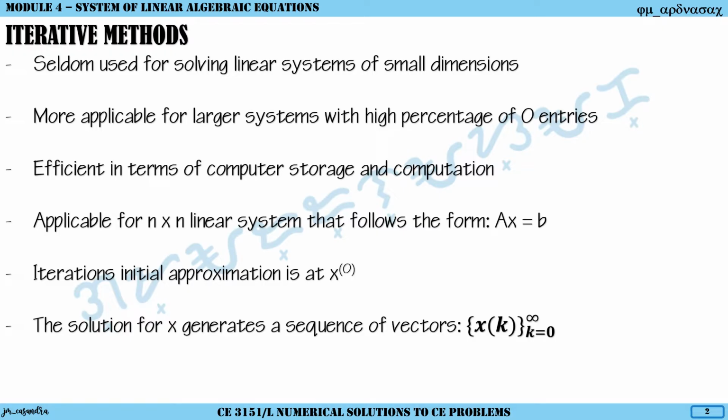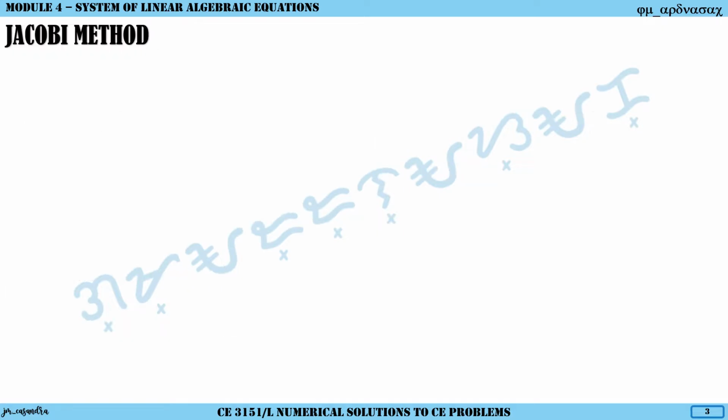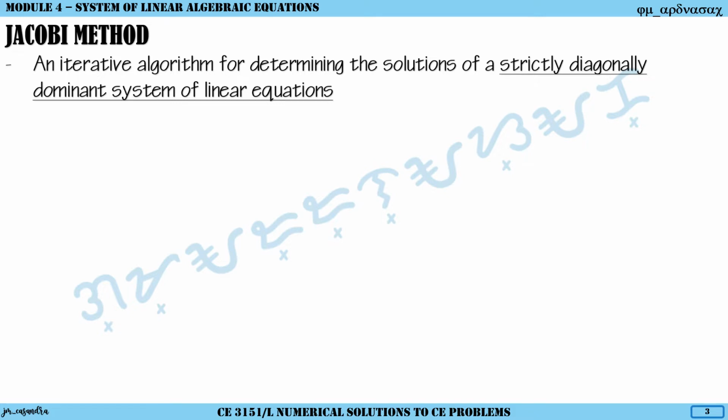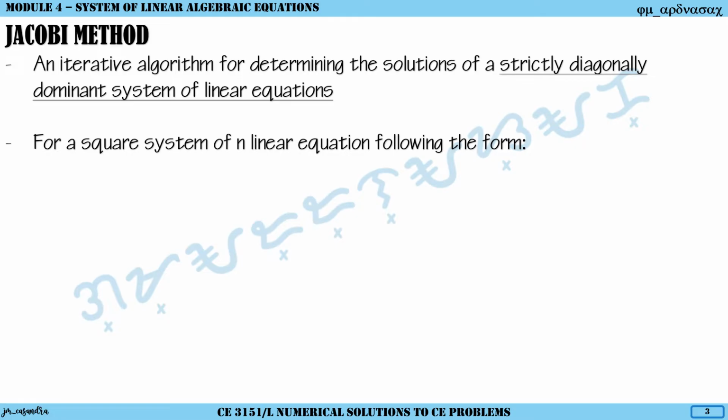To understand our iterative methods, let us start first with the Jacobi method. The Jacobi method is an iterative algorithm used to determine solutions of linear systems that follow a strictly diagonal system of linear equations, meaning we have to check that the diagonal elements of our system will not have any zero element. This is applied for a square system of n linear equations that follows the form Ax = b.